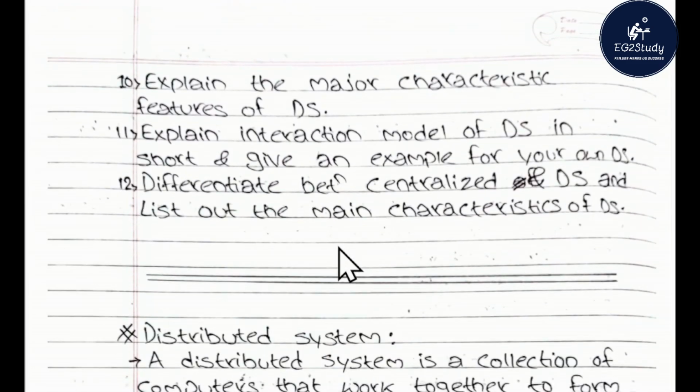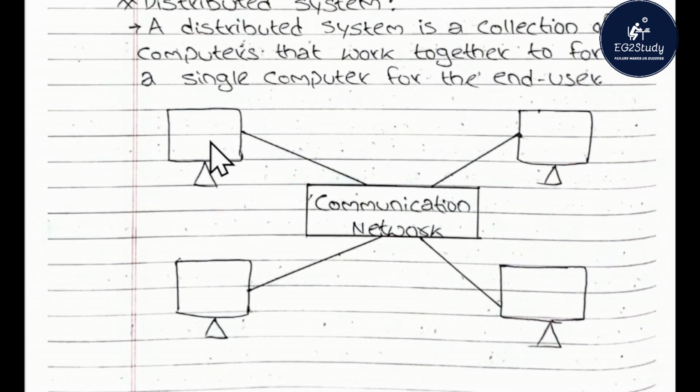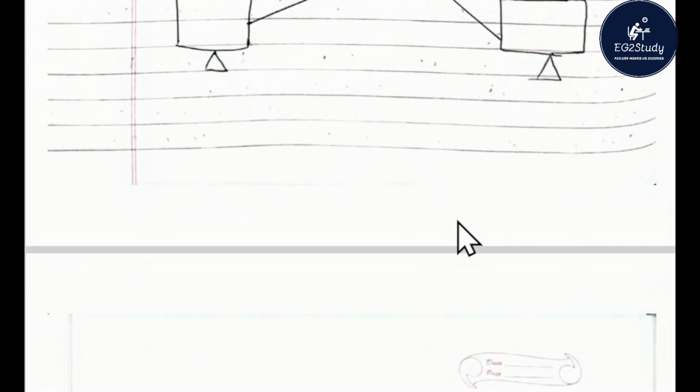What is a distributed system? A distributed system is a collection of computers that work together to form a single computer for the end user. This is a simple diagram of a distributed system where four computers are connected within the network so that they can share different files within the network.